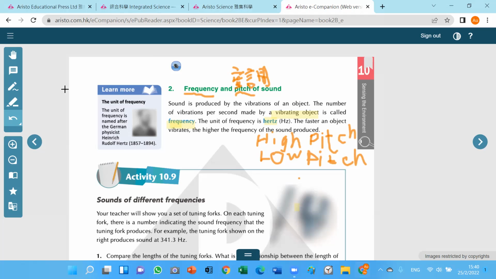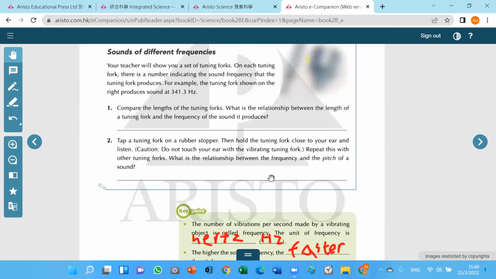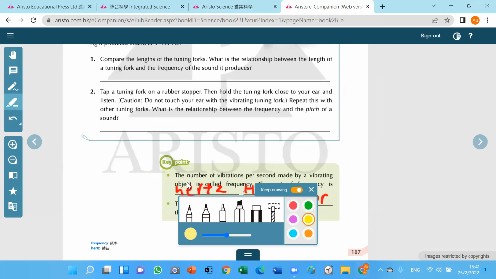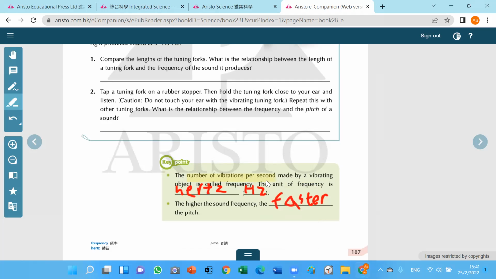So let's show you this key point. The number of vibrations per second. Remember, per second. Made by a vibrating object. It's called frequency. The unit of frequency is hertz. Hertz. H-E-R-T-Z. Hertz. Okay. The higher the sound frequency, the higher the pitch. Okay.